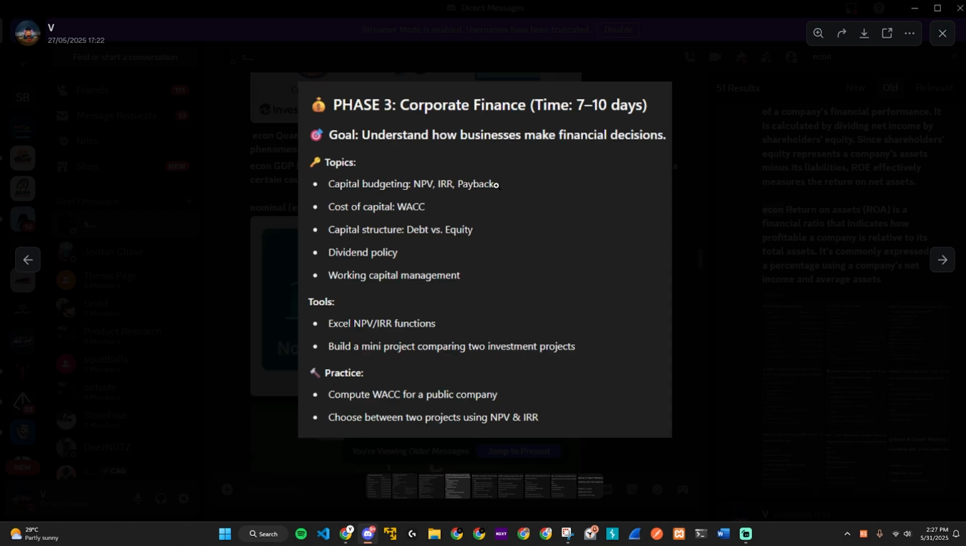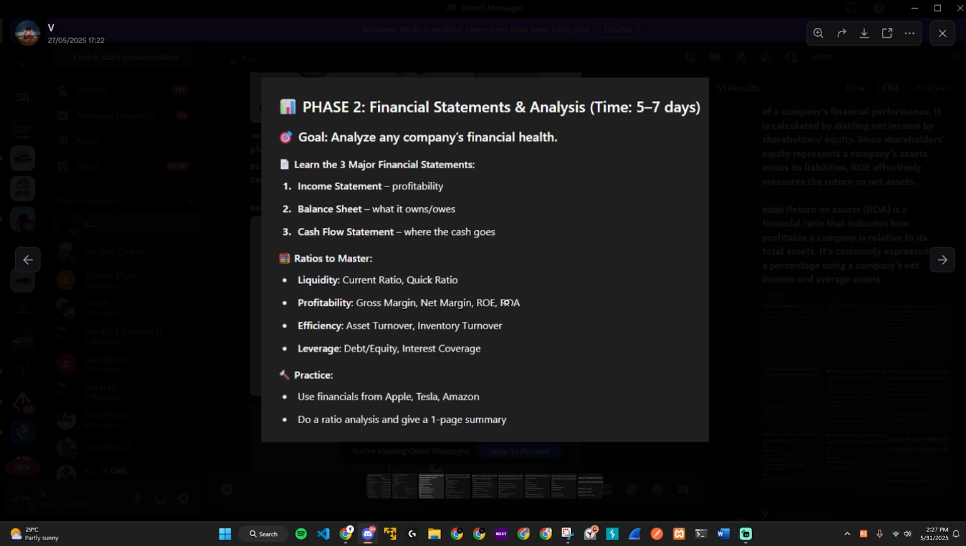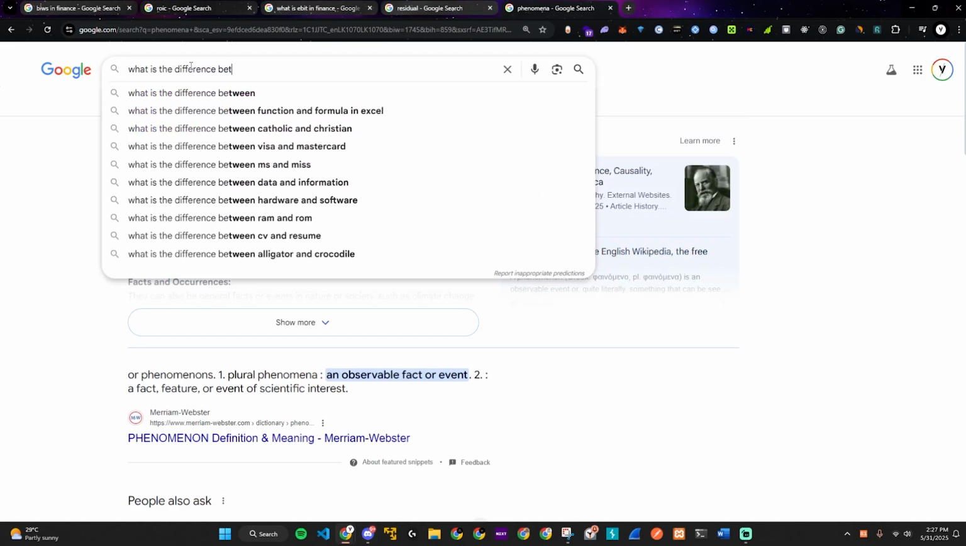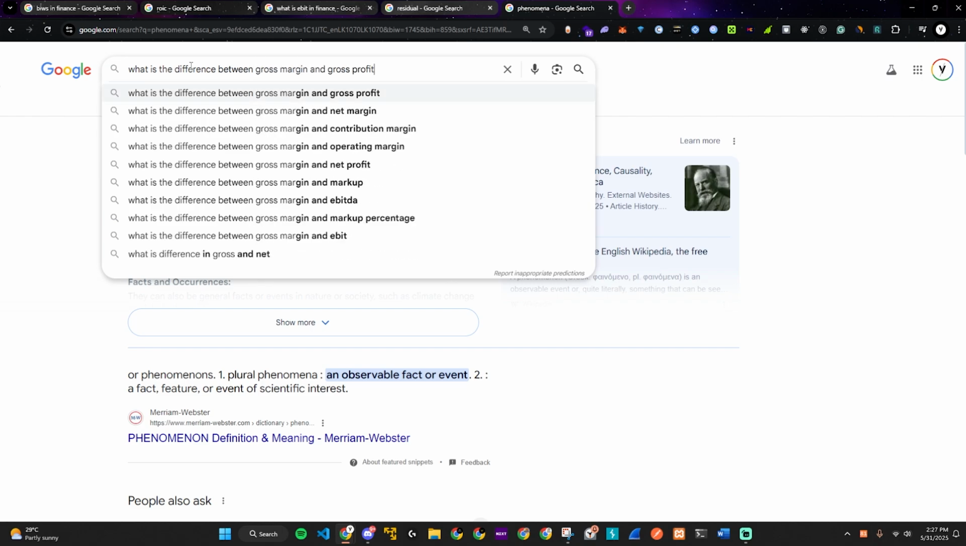You can take a look at it. So this is return on equity, and this is return on assets. So gross margin, net margin. See the difference between these two. What is the difference between gross margin versus net margin?